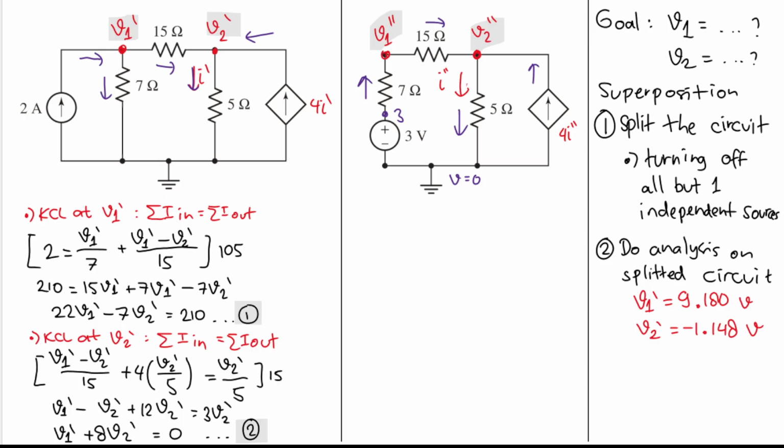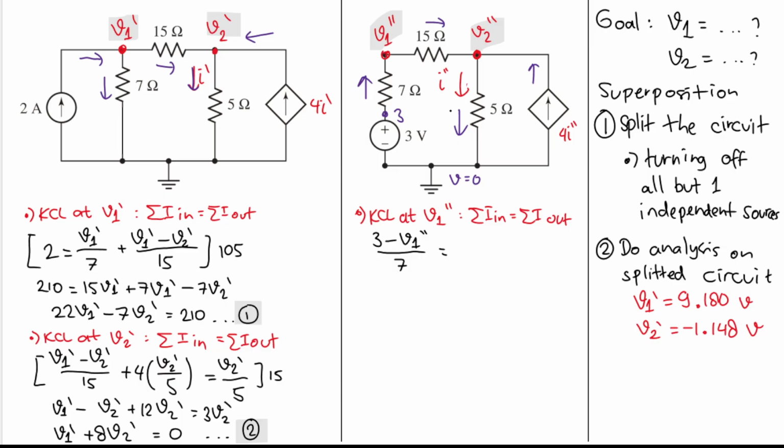Let's do KCL at V1 prime here, right? So we will have KCL at V1 double prime, I mean. So we need to do KCL at V1 double prime. And remember, KCL said that the sum of the current that goes in will equal to the sum of the current that goes out. Okay, the only current that goes in is this one, and that current is 3 minus V1 double prime divided by 7.